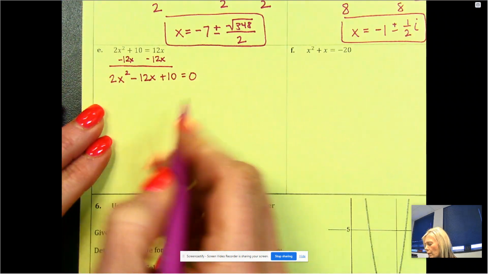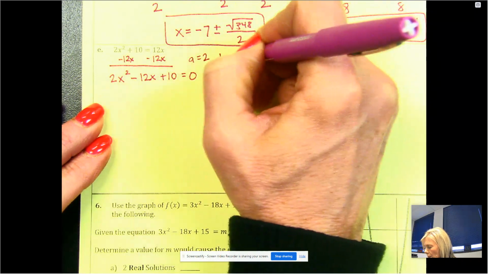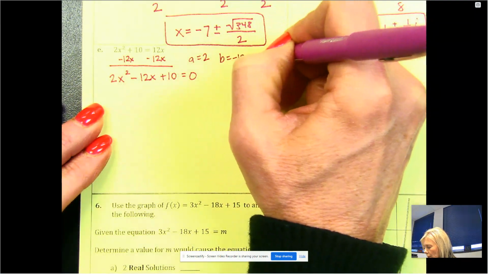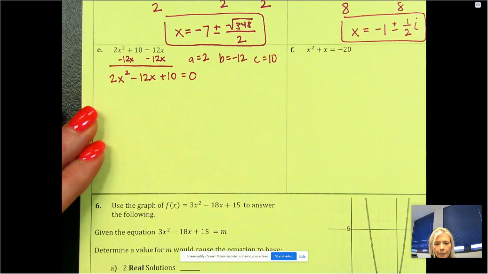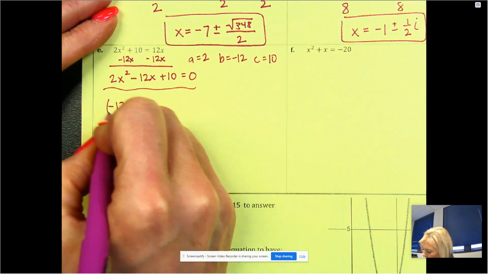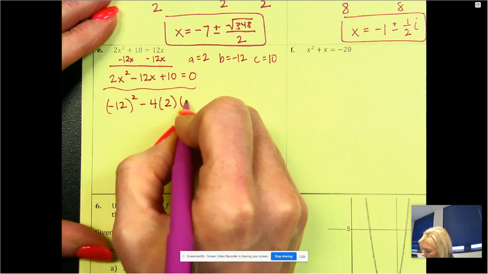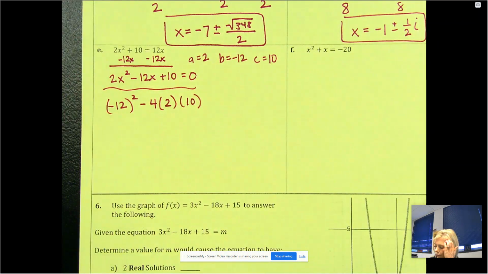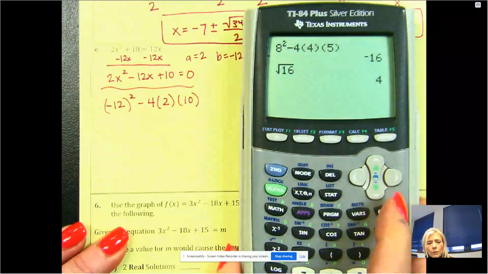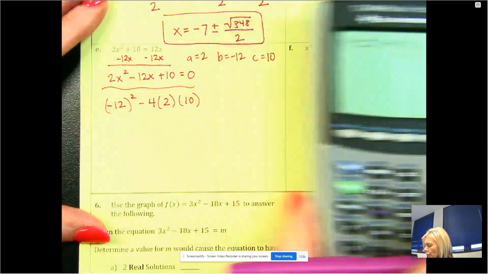So now that I've got it in the right form, I can state A, B, and C. A is 2, B is negative 12, and C is 10. Okay, so now we can find B squared minus 4 times A times C. And again, with that negative 12 there for B, make sure it's in parentheses. I got 64.